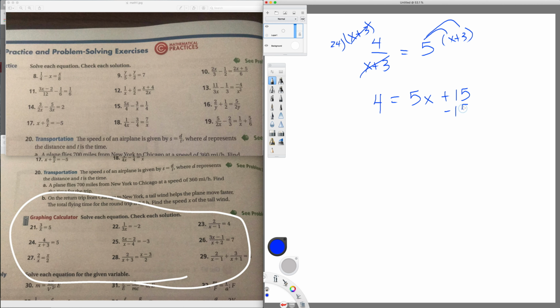So then I'll take away the 15, take away the 15, and I get -11 is equal to 5x. And when I divide by 5, I get x equals -11/5, or -2 1/5, or -2.2 if you'd prefer a decimal. So there was 24. Oh, it wasn't too bad. 25. Let's go 25.